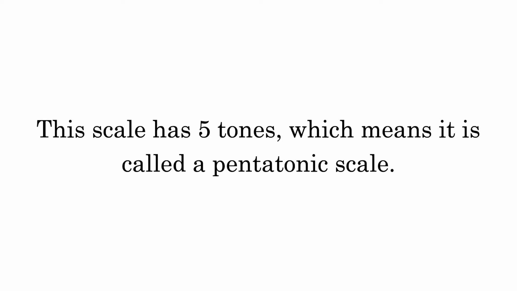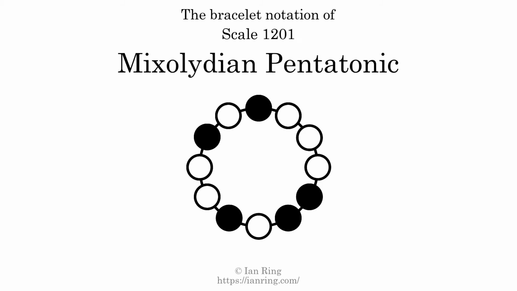This scale has 5 tones, which means it is called a pentatonic scale. This is a bracelet notation diagram of scale 1201. The shaded circles represent tones that appear in the scale, and they are read clockwise, starting at the top.